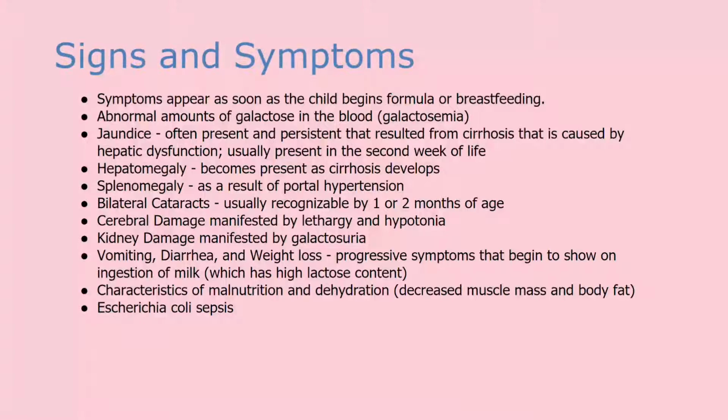For signs and symptoms, symptoms appear as soon as the child begins formula or breastfeeding. Abnormal amounts of galactose in the blood. Jaundice is often present and persistent, resulting from cirrhosis that is caused by hepatic dysfunction, usually present in the second week of life. Hepatomegaly becomes present as cirrhosis develops. Splenomegaly as a result of portal hypertension. Bilateral cataracts, usually recognizable by 1 or 2 months of age. Cerebral damage manifested by lethargy or hypotonia. Kidney damage manifested by galactosuria.